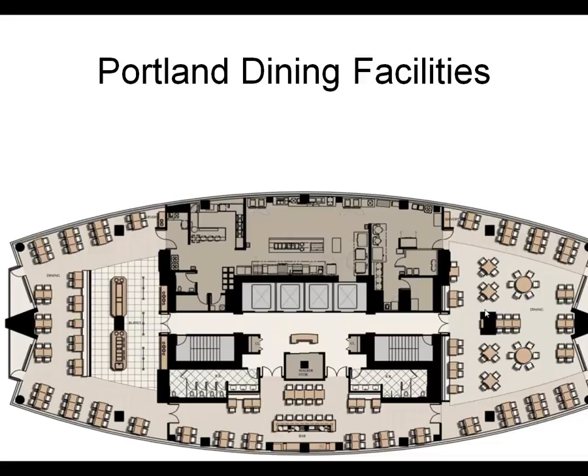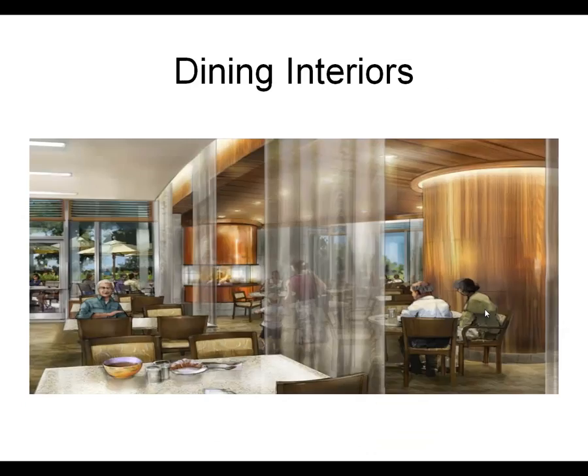This is a schematic of the Portland dining facility, and as you can see with the tables around the perimeter, they're really capitalizing on a view. Here's a rendering of the dining interior, and it kind of gives you an idea of the modern feel that is trying to be created. This is the main floor cafe in the Portland community.